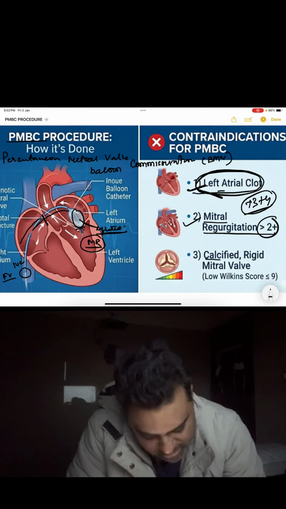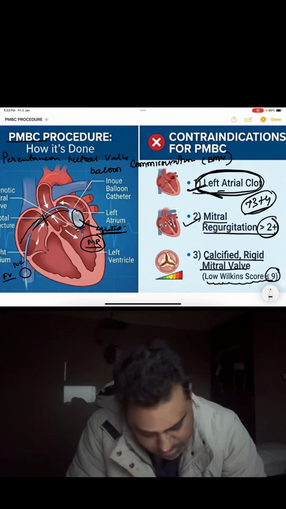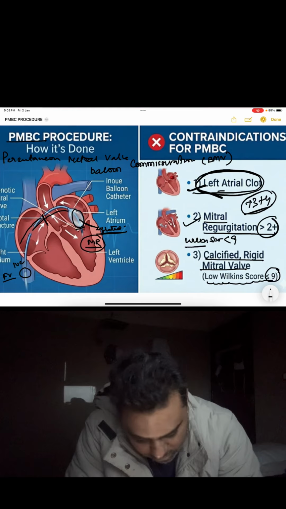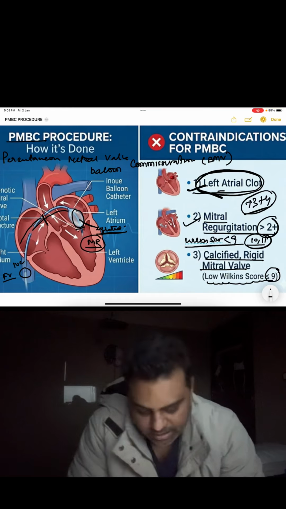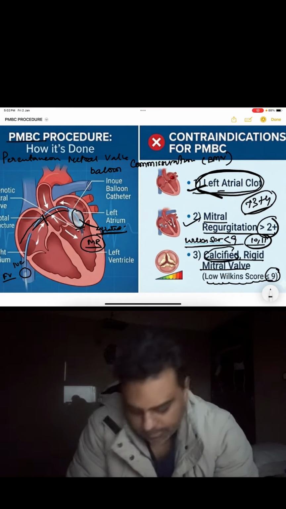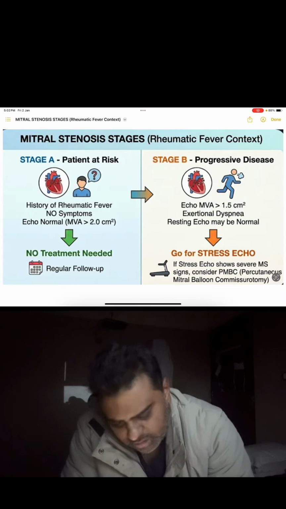And the third is a calcified or rigid mitral valve, that is a high Wilkins score. Please remember, if you have a low Wilkins score, that is a score less than 9, then you can go for the PMBC. But if the score is more than 9, that is 10, 11, you cannot go for it. And a calcified valve is an absolute contraindication for the PMBC. So this is PMBC. Now coming to the patient.